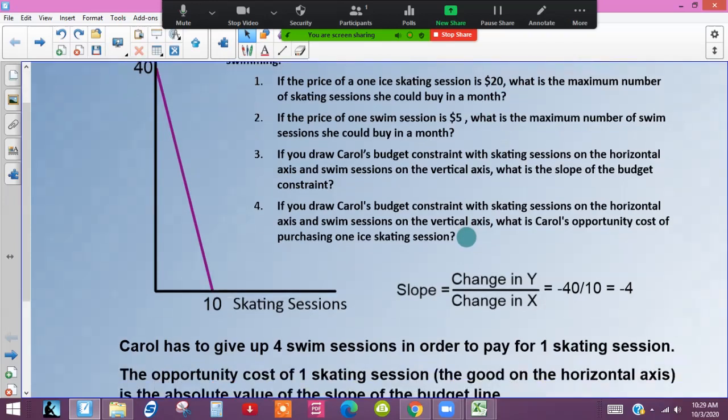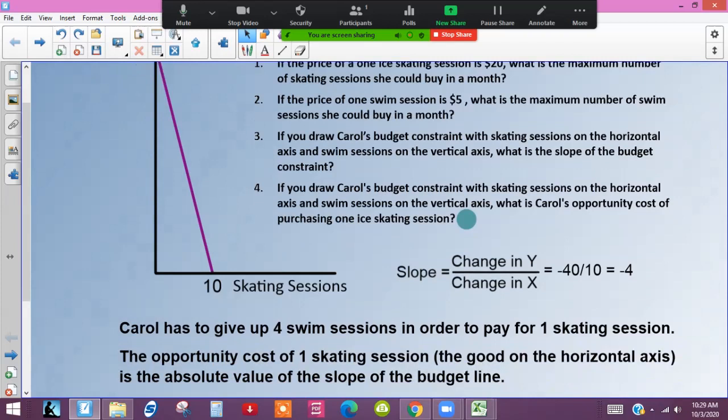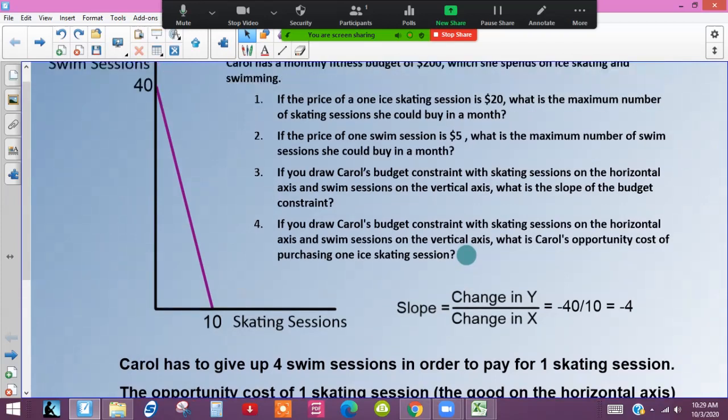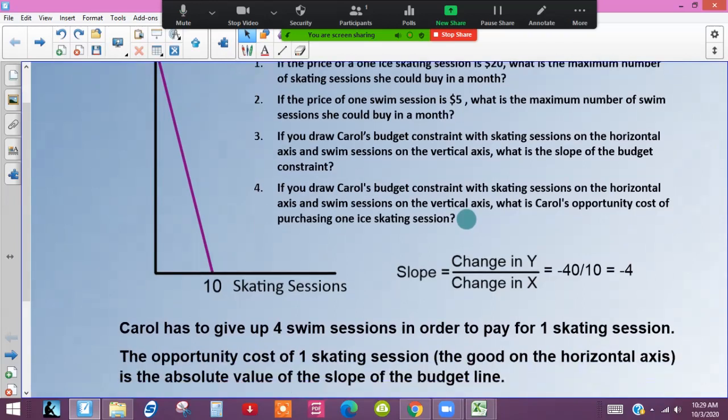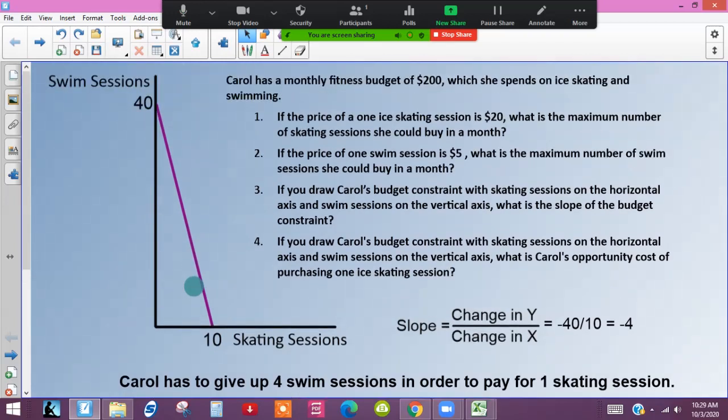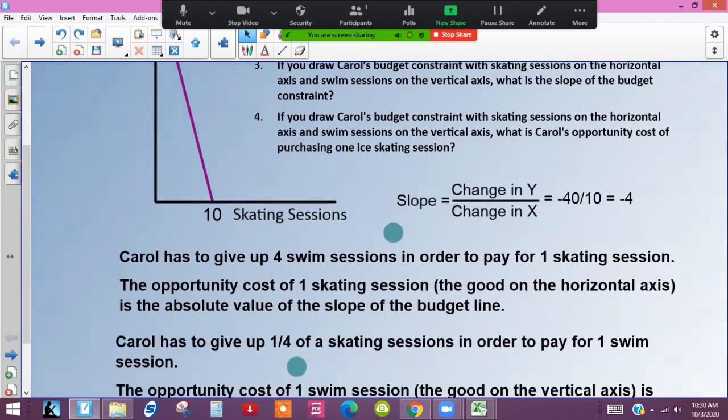The other way is that if we know what the slope is, which we do, then the opportunity cost of whatever is on the horizontal axis, if we're asking what the opportunity cost is of the good or service on the horizontal axis, is going to be the absolute value of the slope of the budget constraint.